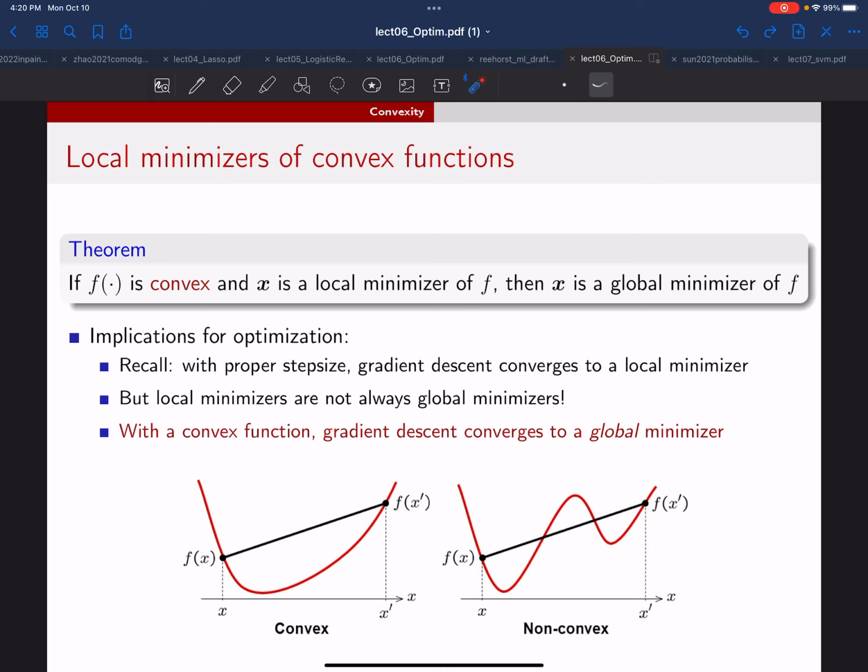If it's differentiable, we can set the derivative as 0. Then x is a global minimizer of f. So you don't have to worry about getting stuck in a local minimum. So that's the nice thing about convex functions.